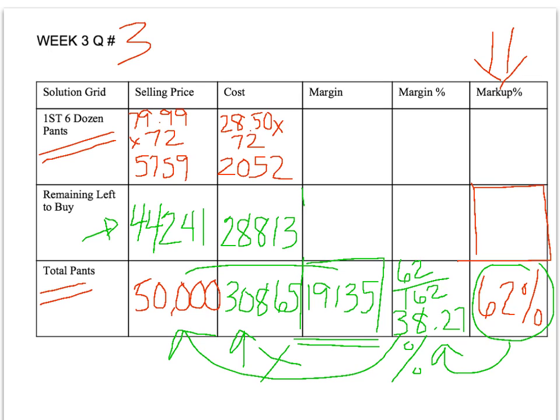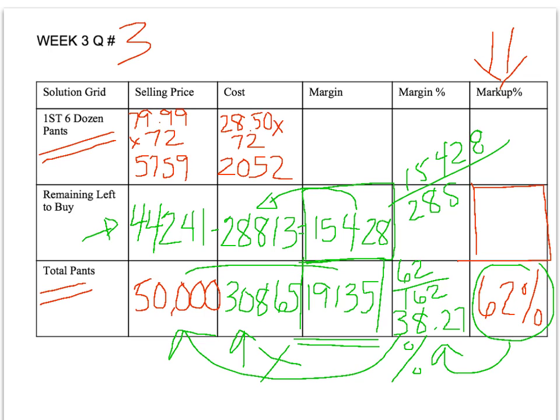Calculate your margin, simply the difference between the two numbers, at 15,428. Divide your margin into your cost, 15,428 divided by your cost of 28,813, again, unit margin divided by variable cost, gives you a markup of 53.5%.